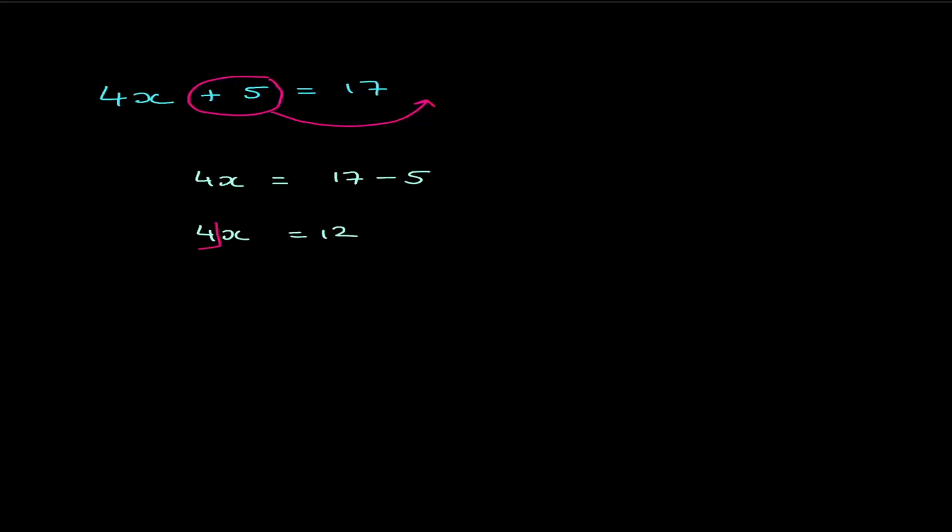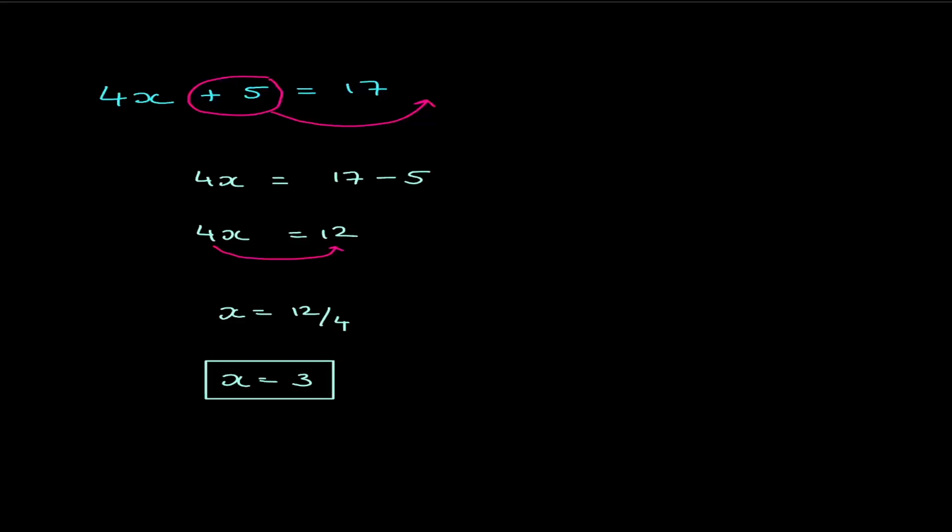Now we're trying to get rid of this 4. It's times by 4 on the x on the left-hand side, so we're going to have to bring that across. When you bring a multiply across the equal sign, it becomes a divide. So we're left with x equals 12 over 4, which equals 3.